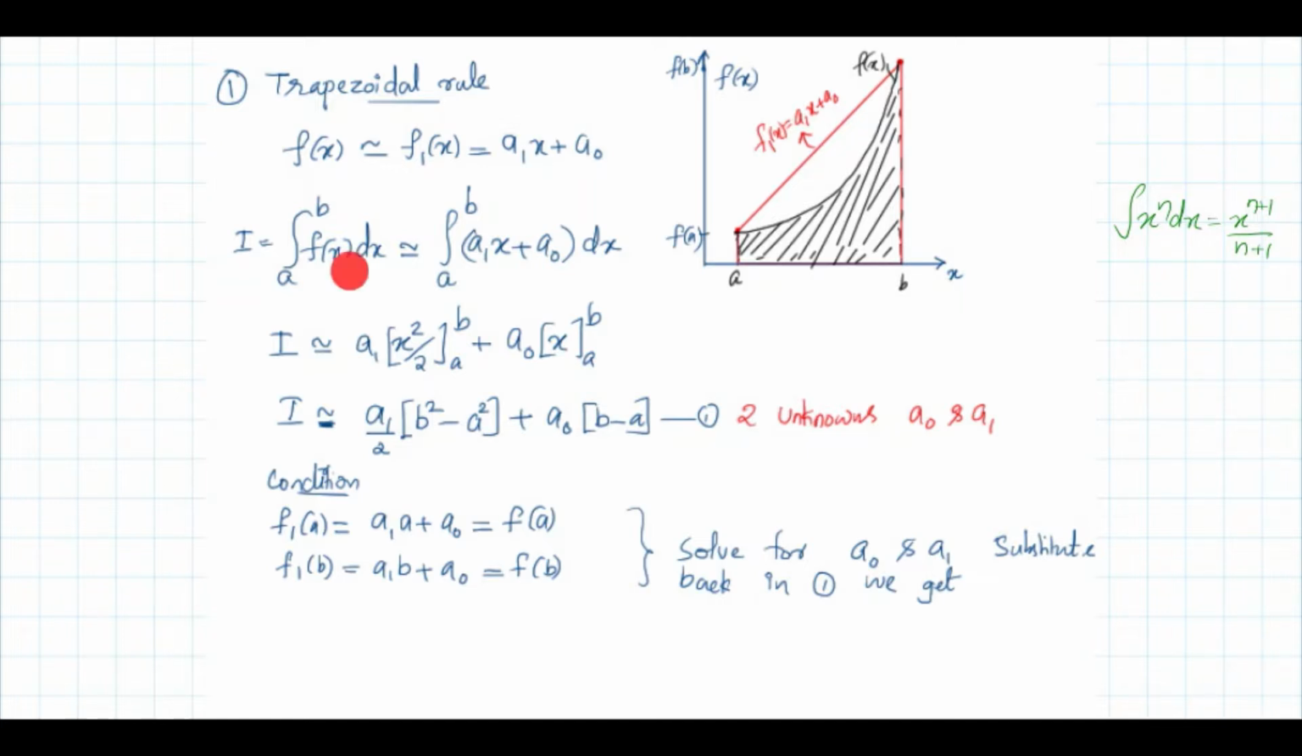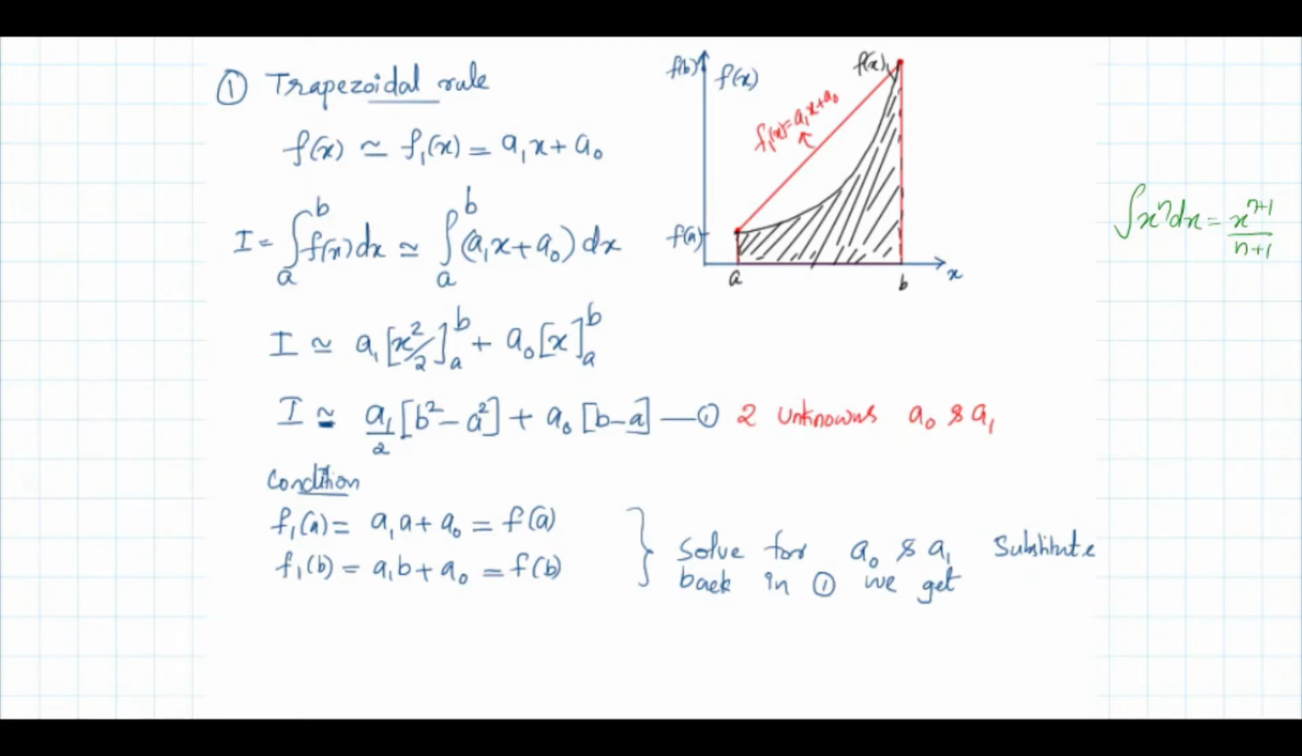Then if you replace this f of x with the first degree polynomial a1x plus a0 in the integral, you can evaluate it because you know the integral of x raised to n is x raised to n plus 1 by n plus 1. So if you apply that here, a1 is a constant, you can take it outside. The integral of x dx becomes x square by 2, with the limits a to b. Similarly, in the second term a0 will come outside. The integral of dx is x from a to b.